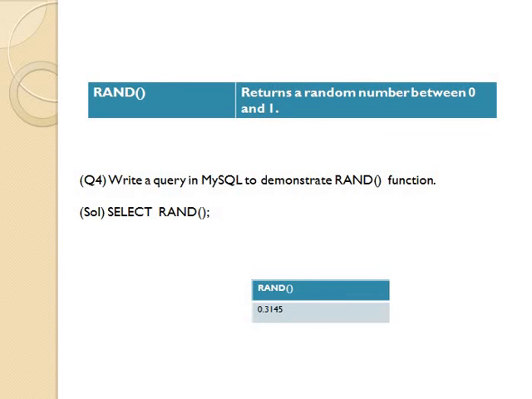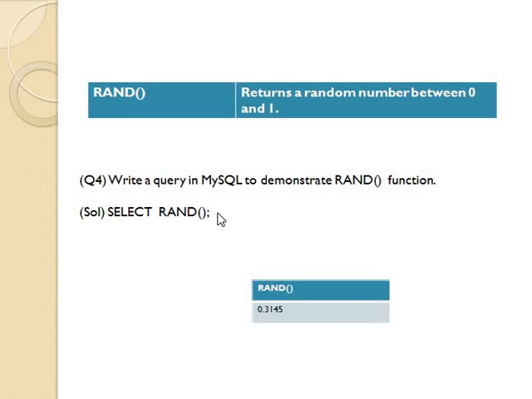Let's come to the next numeric function called rand. The use of this rand function is to return a random number between 0 and 1. So for this question, if you're asked to write a query in MySQL to demonstrate the rand function, the query will be simply select rand.